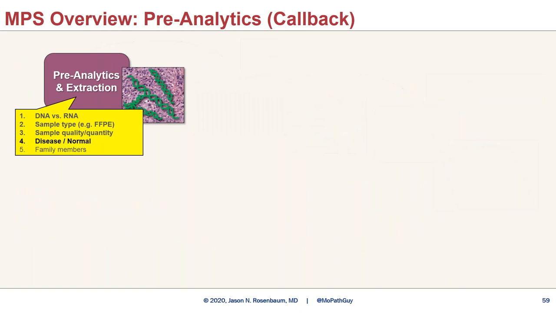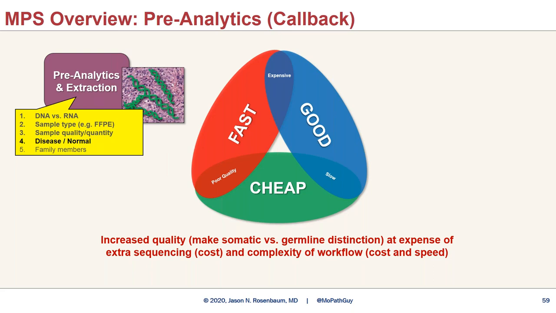The only real way to distinguish somatic versus germline variants is to sequence both the disease tissue and the germline tissue, and that naturally adds extra cost and complexity to your workflow.